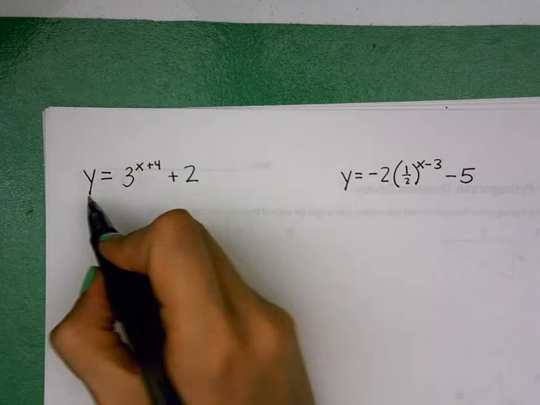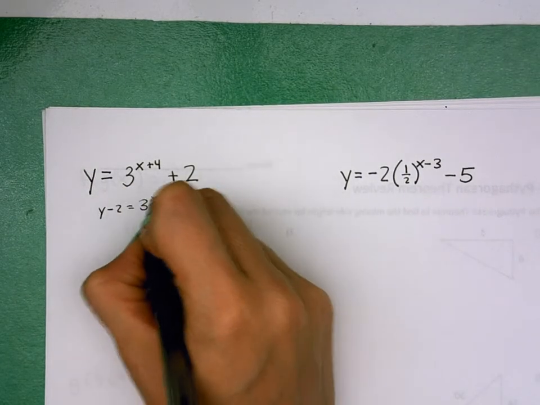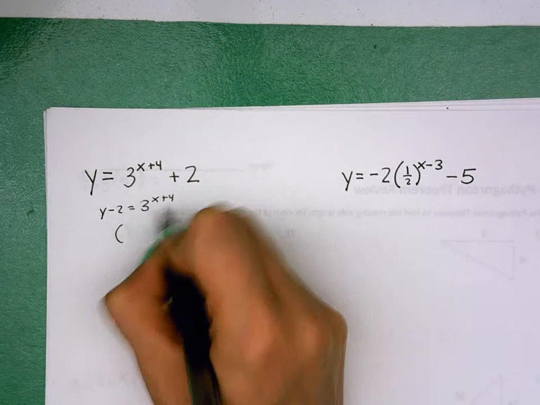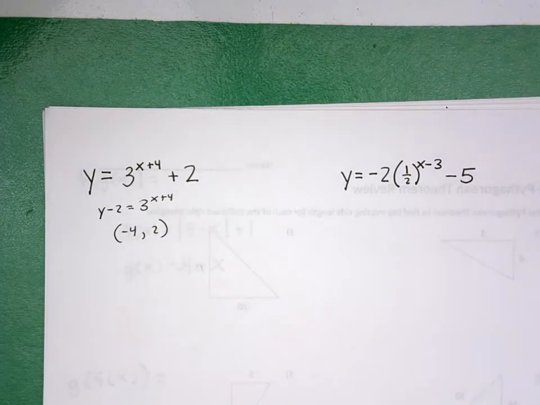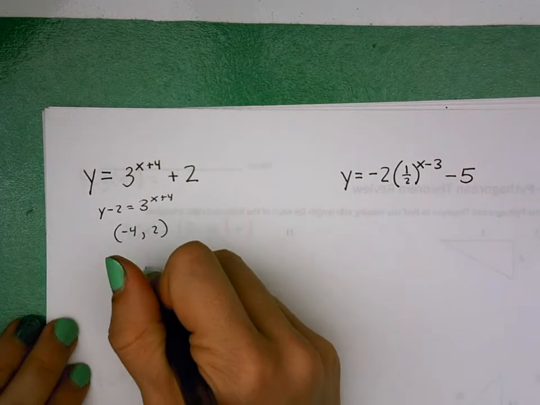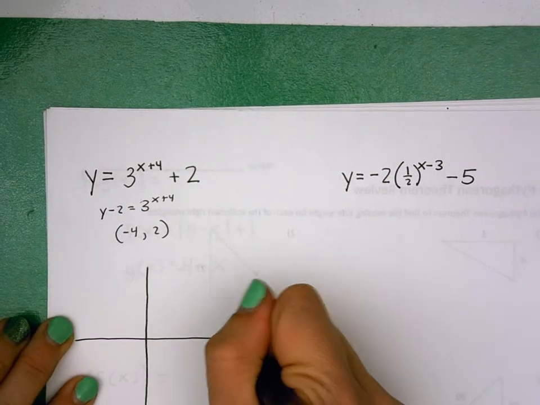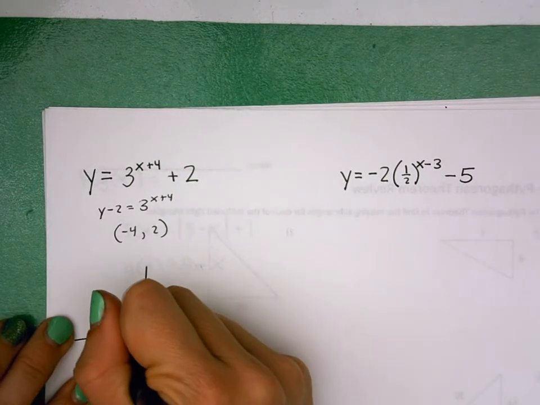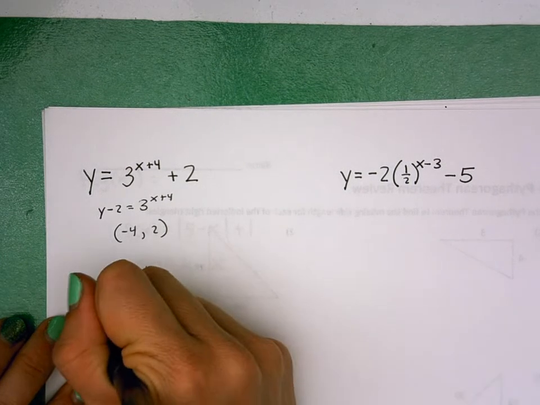Okay, descriptive form, let's go ahead and subtract that 2 over. And my initial point here is x equals negative 4, y equals positive 2. Now, because this is exponential, that is not actually a coordinate point on my exponential function. That negative 4, 2 is showing my asymptote. So here we go, negative 4, 2. Got an asymptote there.